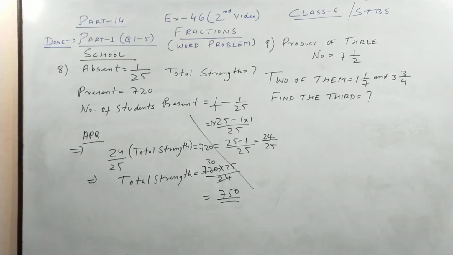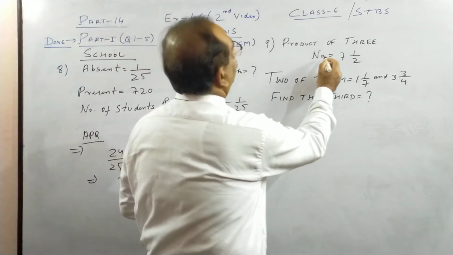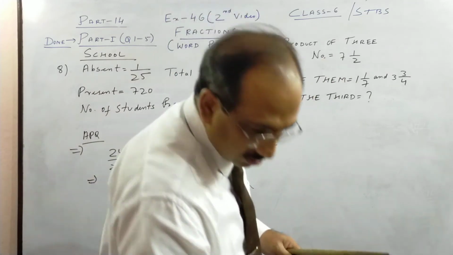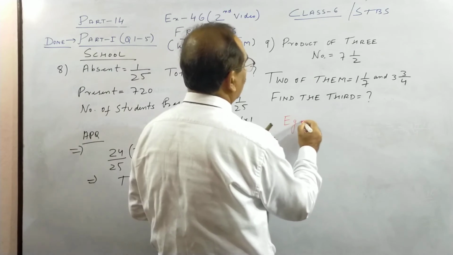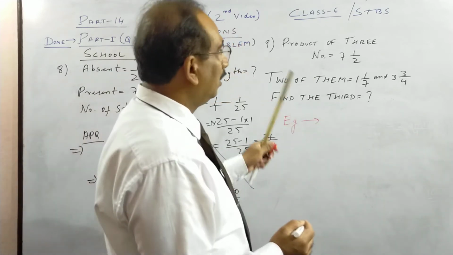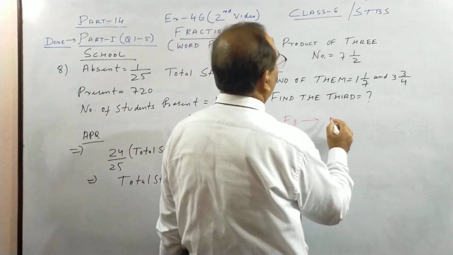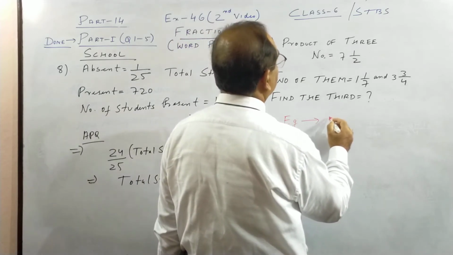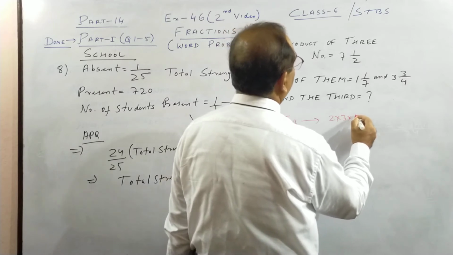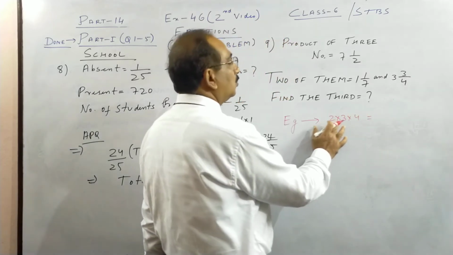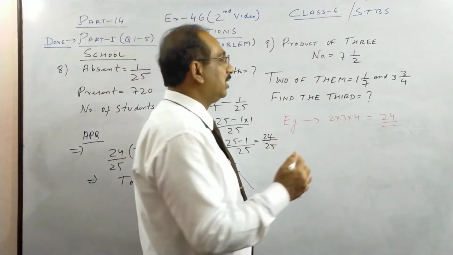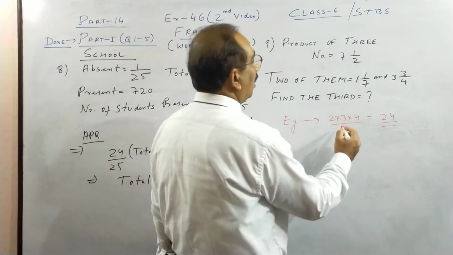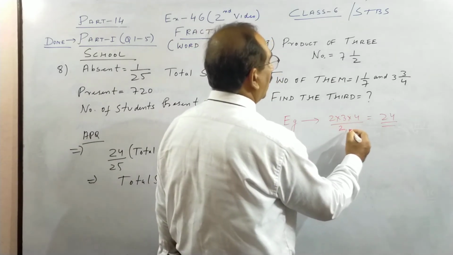So now we move on to the last question. The product of 3 numbers is given, children, and 2 of them. So one example I'll give you. Let the 3 numbers be, just I'll tell you, 2 into 3 into 4. One very easy thing I'm taking. 2 3s are 6, so the product is 24. Let the product of the 3 numbers be 24, if 2 of them are 2 and 3.